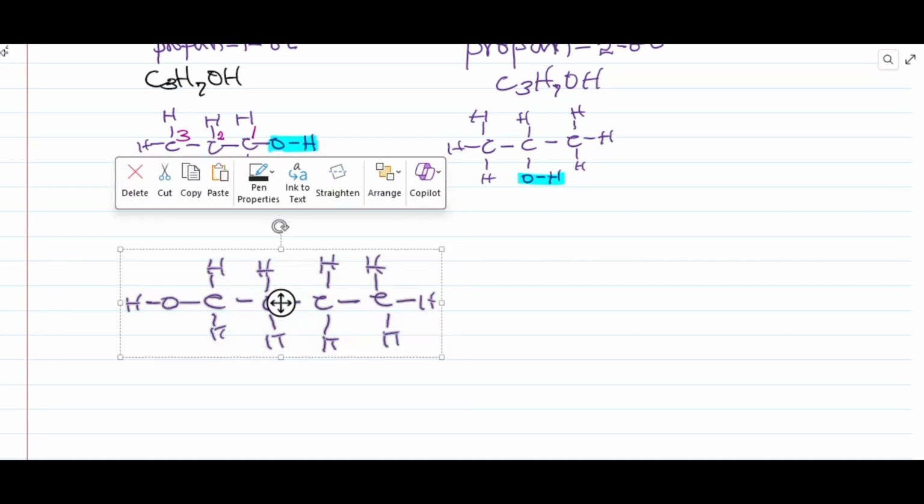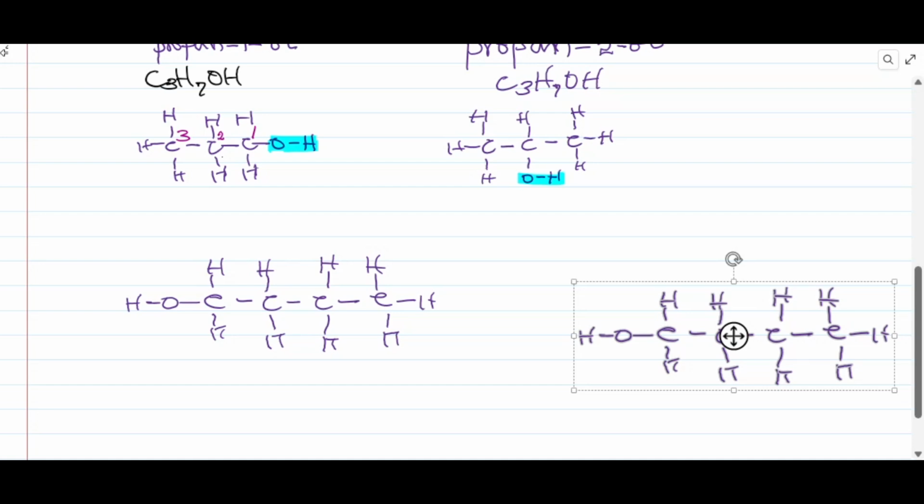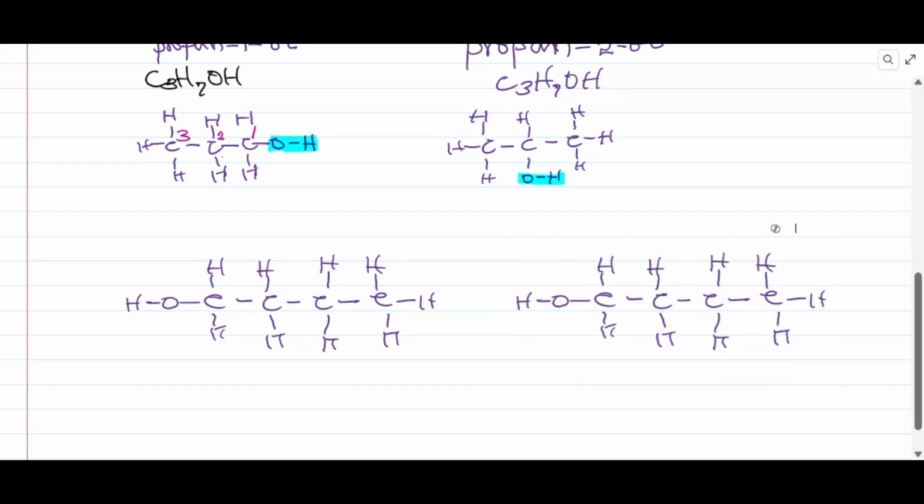So let me copy this and then we'll paste it. So we'll put it here. So instead of the OH to be on carbon number 1, I will put hydrogen here. Then I will remove one hydrogen from here. So when I remove the hydrogen, I put the OH here. So when putting the OH here, if we number the carbon atom, this is carbon number 1, 2. So this is butan-1-ol, and this is butan-2-ol.